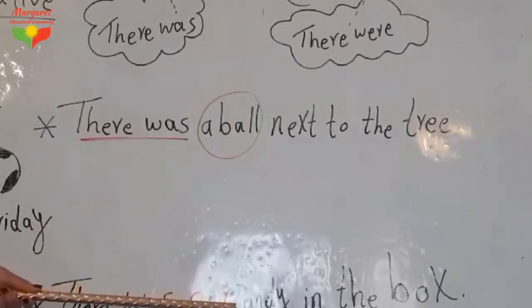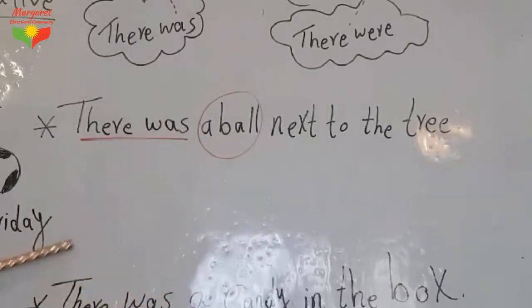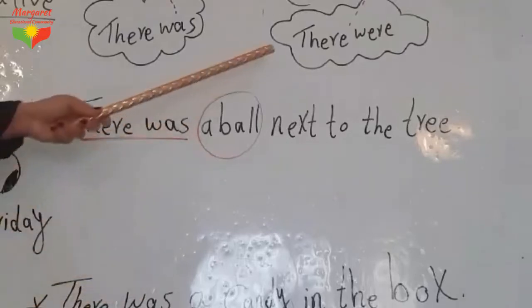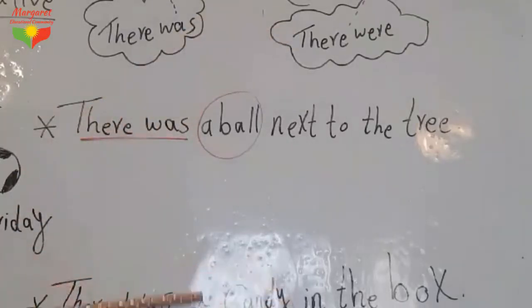A candy is a singular noun. And there was, okay? It's past times. You can use it with those things that happened in the past time. So because we have yesterday, we should use there was. Why there was? We didn't say there were because it's a singular noun. Okay? We have a candy. Look at the picture.